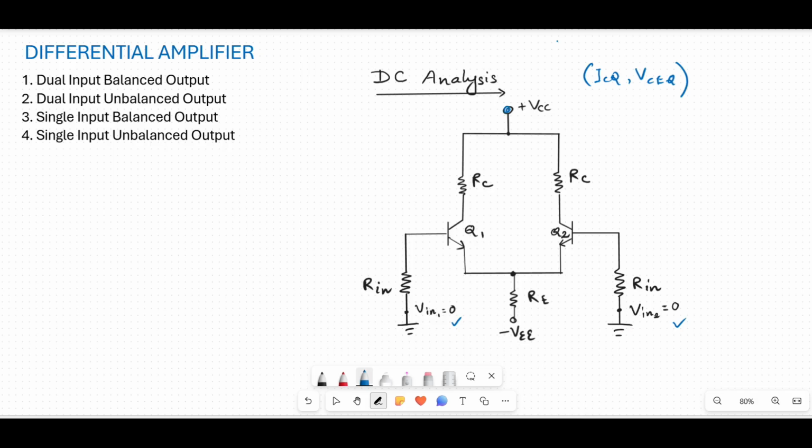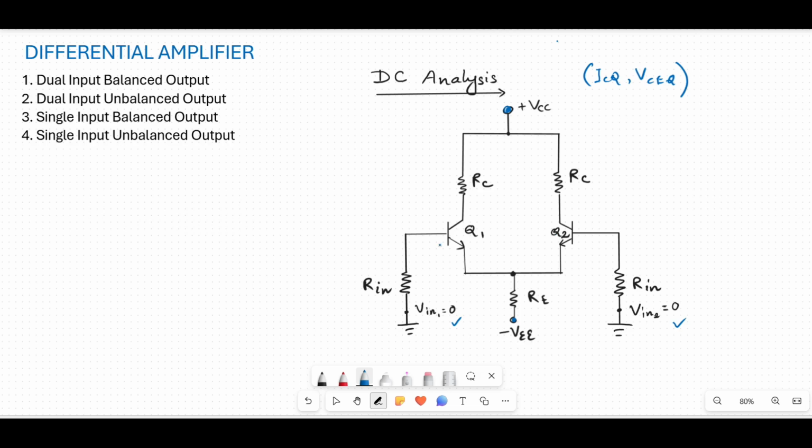The DC circuit is drawn here already, which contains the inputs at 0, and the resistances RC are considered to be similar, so they are given the same value, and similarly the input resistance is also considered to be of similar value. So instead of Rin1, Rin2, we are providing it as Rin. Now we need to determine the operating point of the collector current ICQ and the collector to emitter voltage VCEQ for any one of these two transistors. If we determine it for, suppose, transistor Q1, then similarly it can also be determined for transistor Q2. So let's start the analysis.